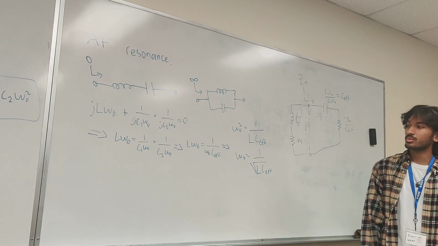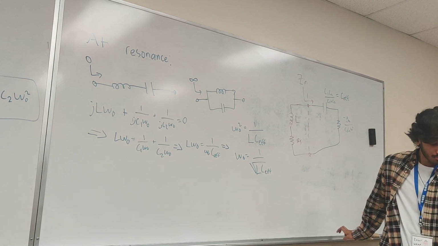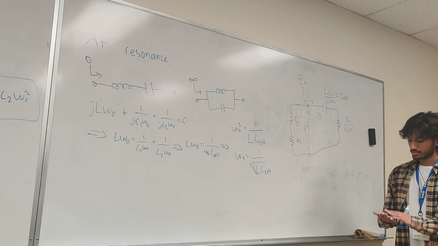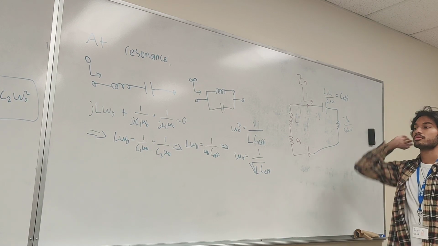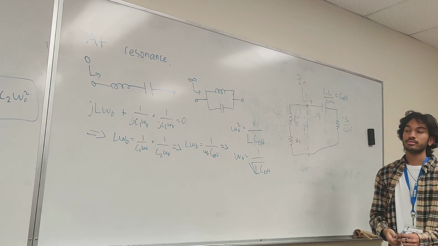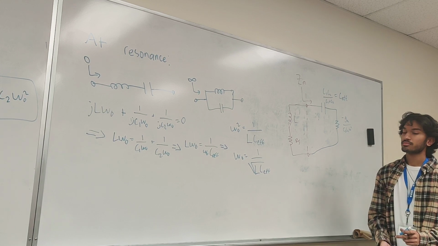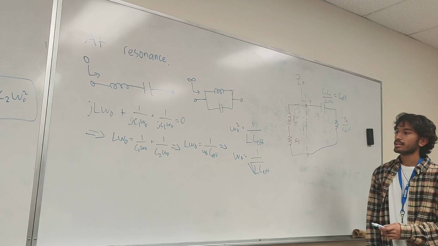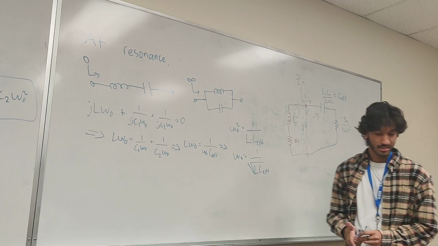Could you explain conceptually why the inductor and the capacitor in series would have no impedance at resonance, while if they're in parallel they have infinite impedance?